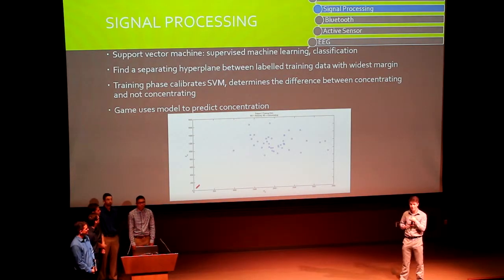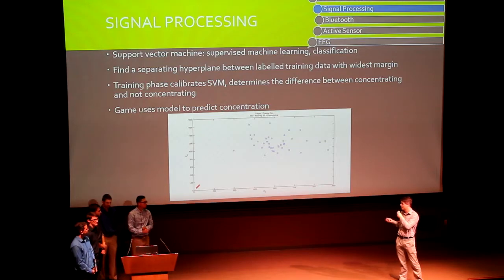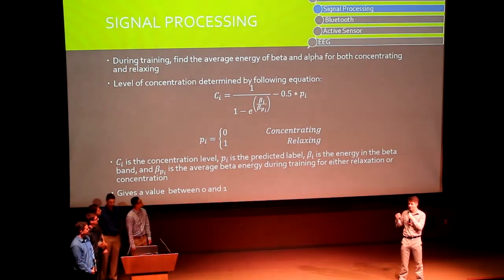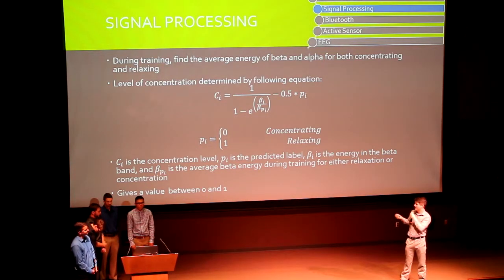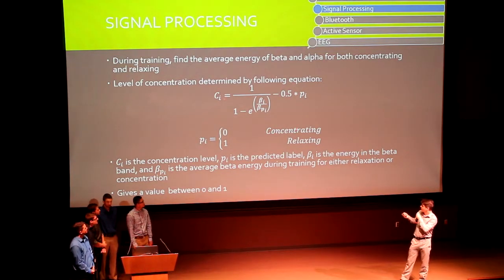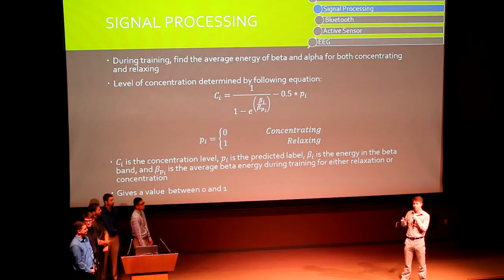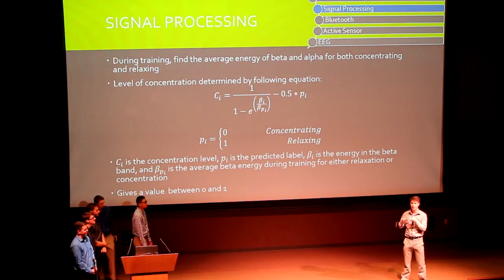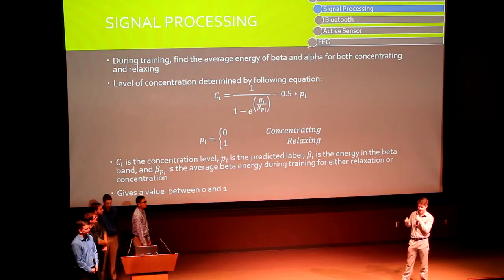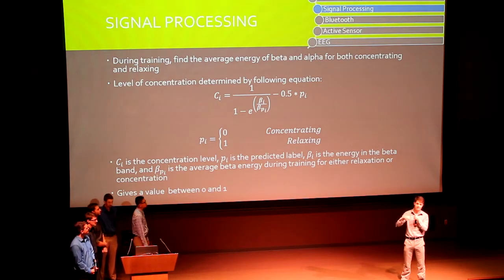Right? This is all well and good, but just being able to say yes or no is not quite good enough to drive a game, so we had to come up with a way to get a level of concentration. We use that support vector machine to make predictions, and then we use this function here to get a level of concentration. Essentially, during training, for both relaxation and concentration, we get the average level of energy in the beta band for both scenarios. Then when we make a prediction, we use the ratio of the new energy in the beta band versus the average energy in the beta band during the training phase, and use that as input to a sigmoid function, which basically all it does is squash that argument between 0 and 1.